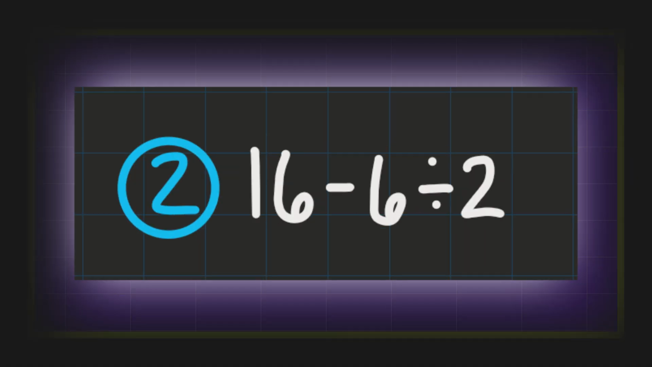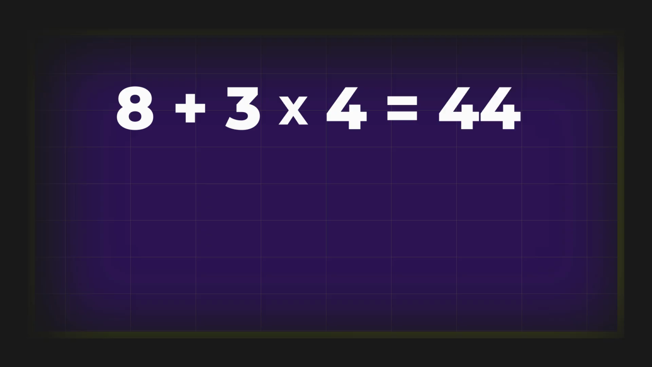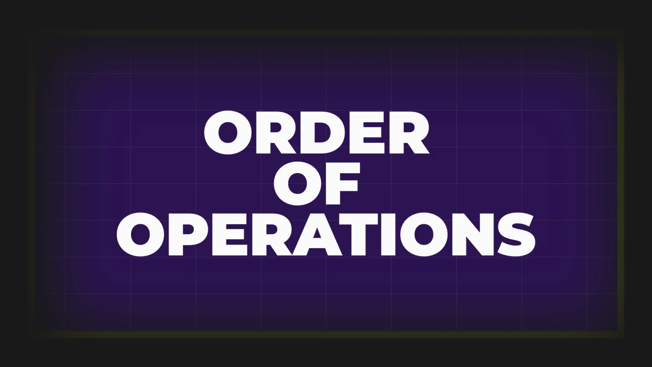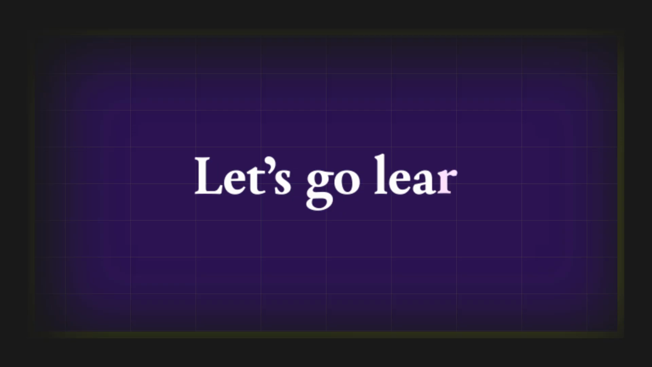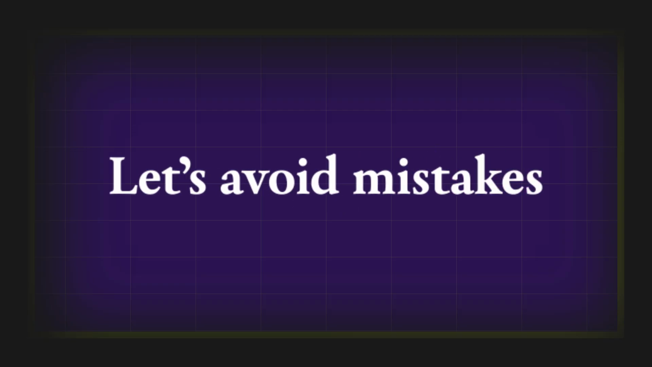Today we got 4 problems from easiest to hardest, but first I have a question. Is this correct? Or is this correct? That's right, you probably guessed it, we're doing order of operations, or PEMDAS, or my favorite, please excuse my dear Aunt Sally. Sorry, Sally's my dog's name, so I couldn't leave her out. Anyways, let's talk about how these problems actually work, and then when we solve them, I'll show you where most people make mistakes and how to avoid them.